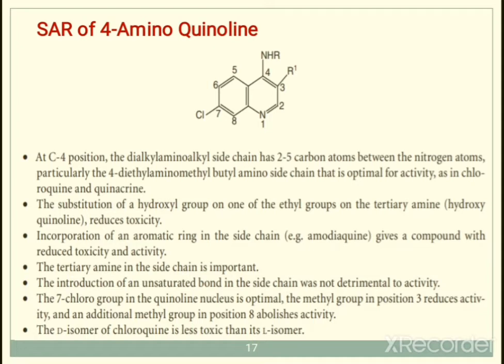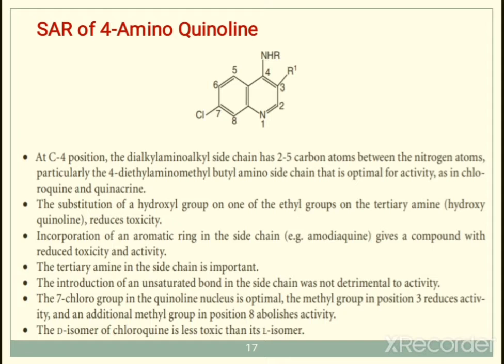Okay, so incorporation of an aromatic ring into the side chain, for example in case of amodiaquine, you can see there is a phenolic ring, meaning a benzene ring. Incorporation of this aromatic ring into the side chain gives a compound with reduced toxicity and activity. So if we substitute this aromatic ring, toxicity is reduced, but in some cases activity is also reduced. The tertiary amine in the side chain is important. Okay, the tertiary amine at the fourth position is important for their activity.